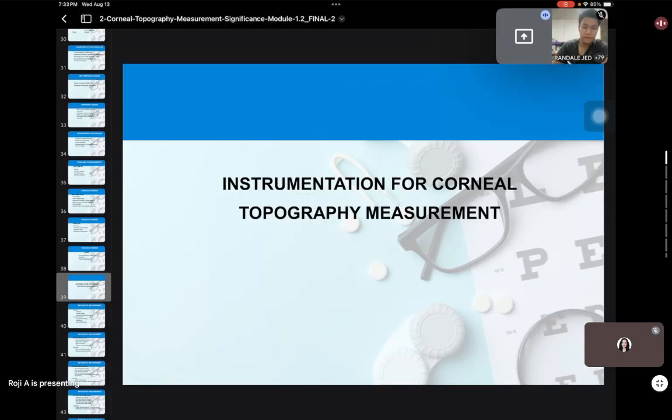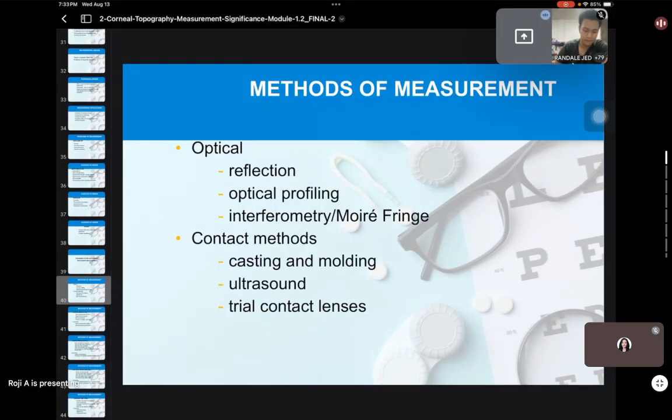Instrumentation for corneal topography. Methods of measurement, you have optical, which is done by reflection, optical profiling, interferometry, and the what?